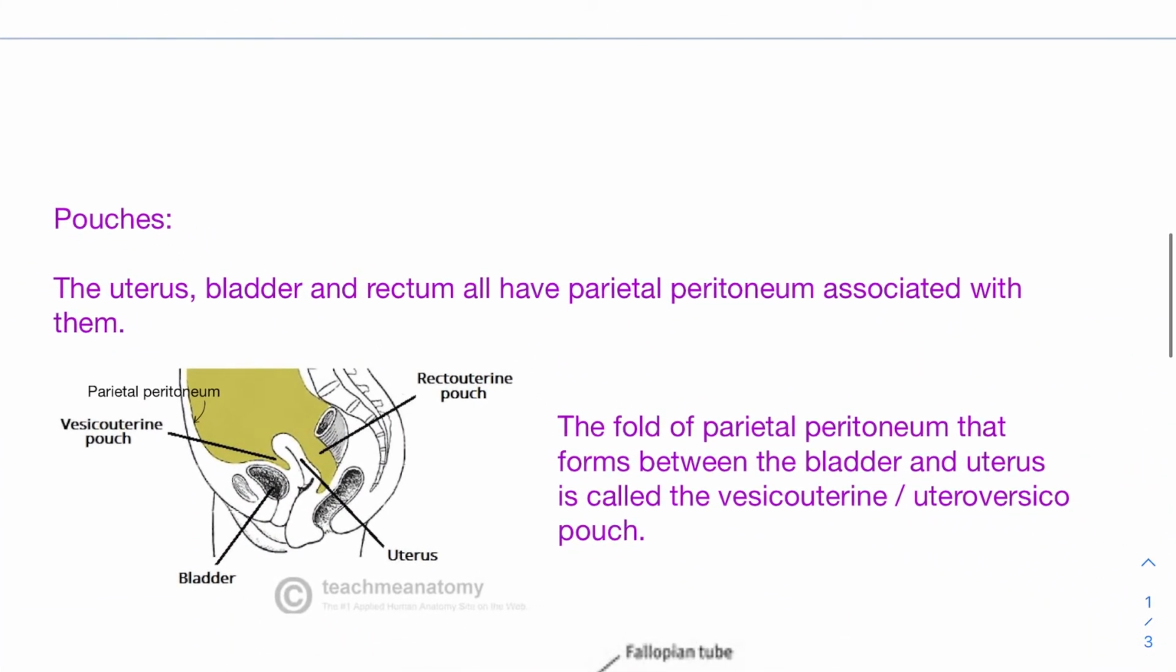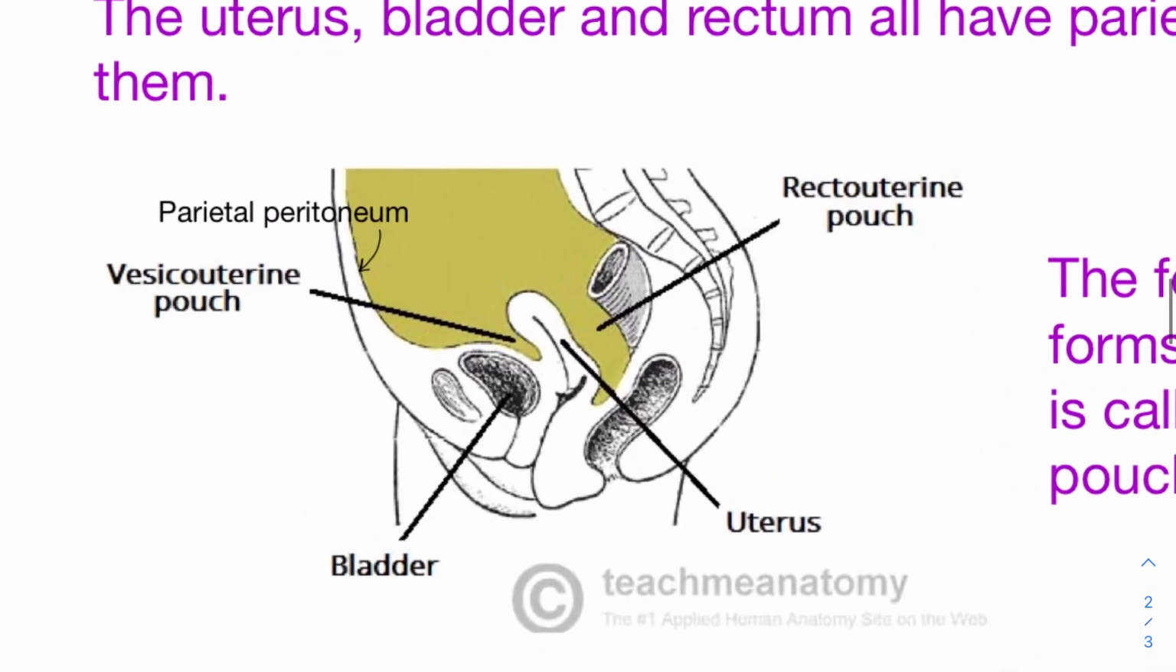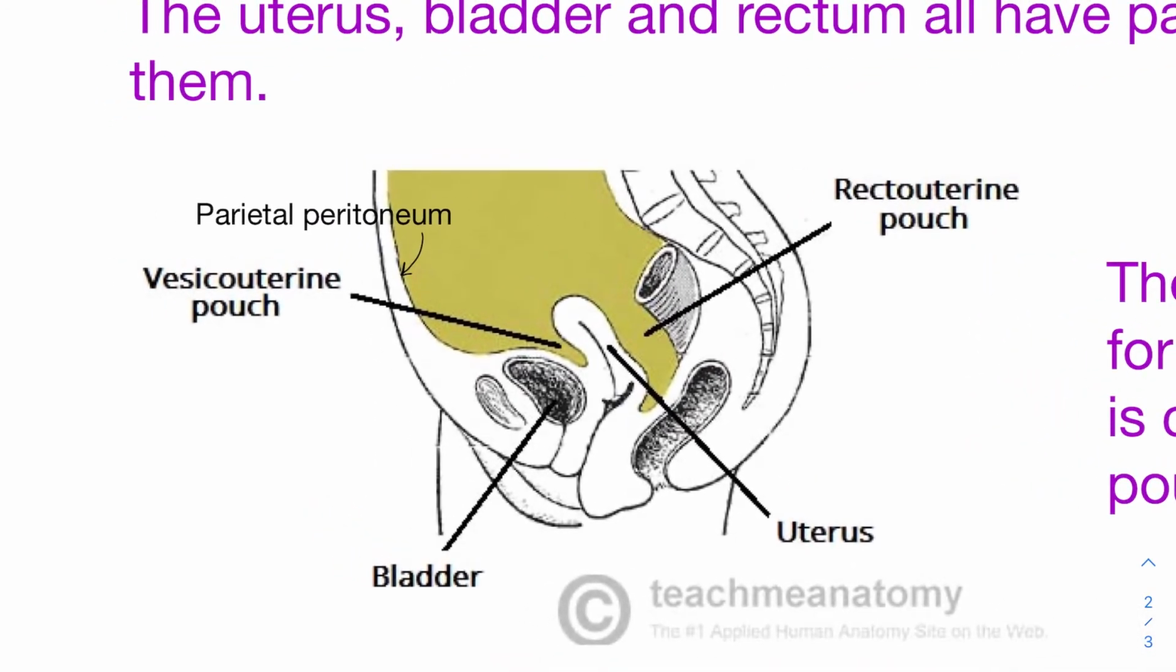We also have pouches. So the uterus, bladder and rectum all have parietal peritoneum associated with them, and these fold over these structures, and they form pouches, or little areas where there's folds. And so the one between the bladder and the uterus is called the vesico-uterine pouch. So this is this one here, between the bladder and the uterus.